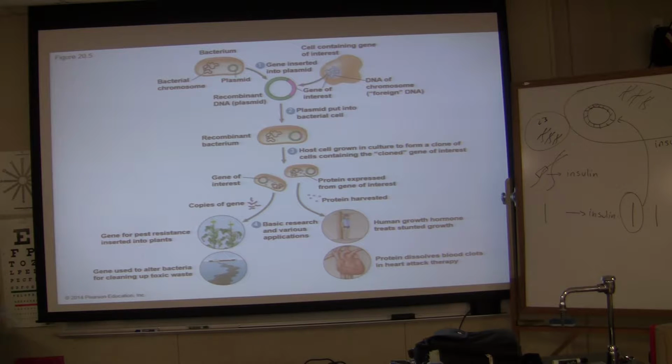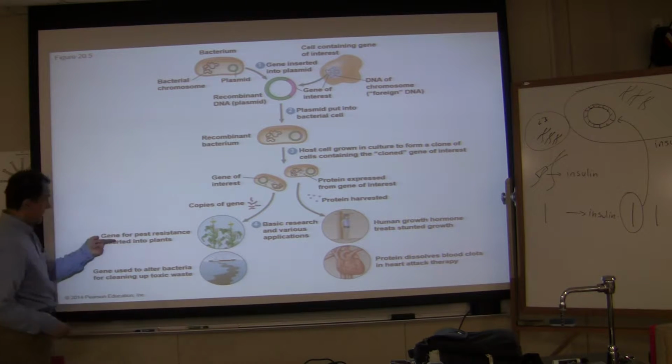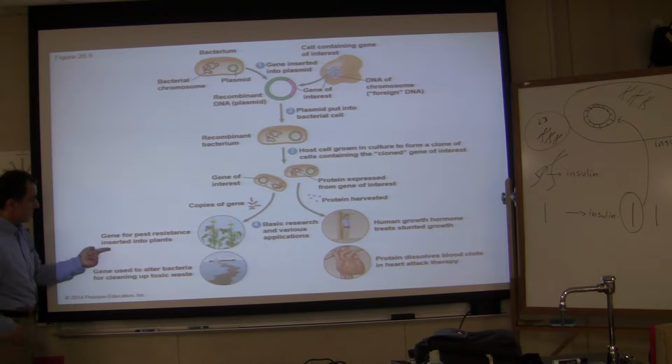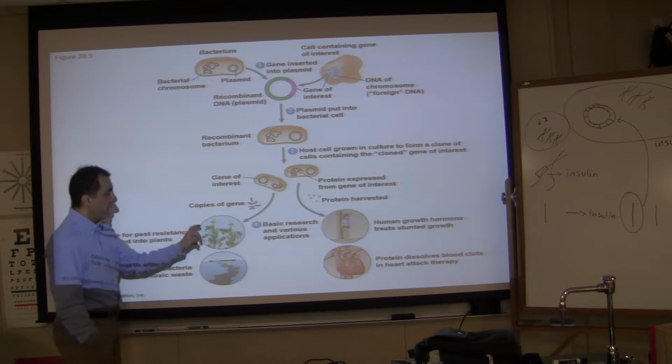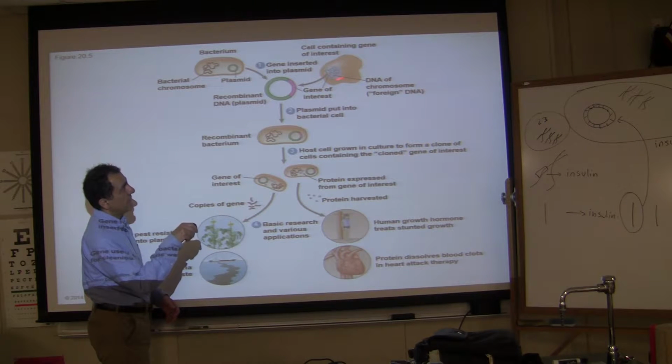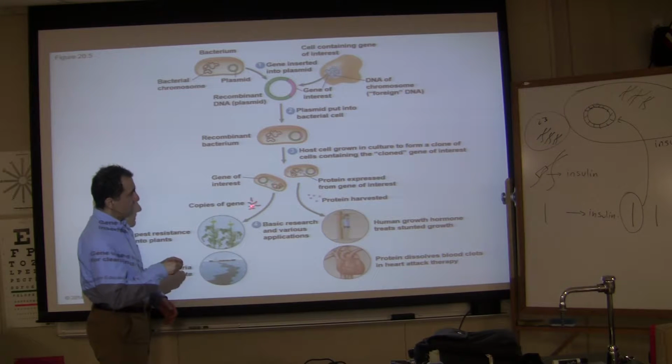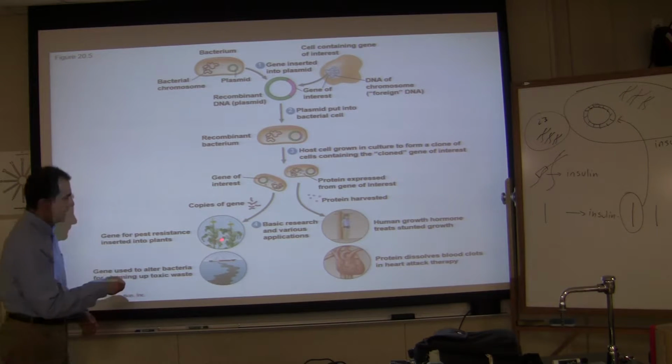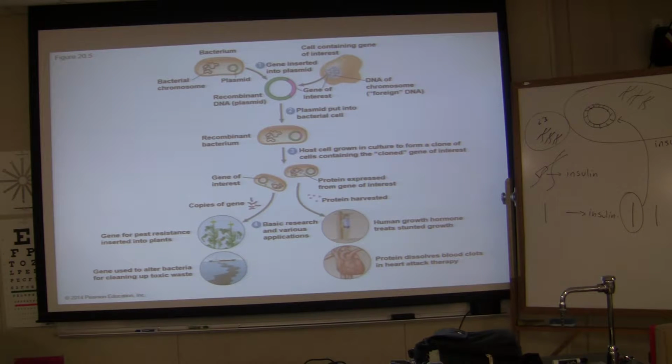Okay, so they take, for example, a resistance here, genes, I talked about this, for pest resistance inserted into the plants. They find a plant that is resistant to a pest. They take that gene out of the plant cell and they put it in plasmid. And right here, they have that gene, and then they can manipulate, put that gene into the plants, or a different bacteria, and the bacteria will eat the oil, or the plant will be resistant to pests. That's one end of the scope.